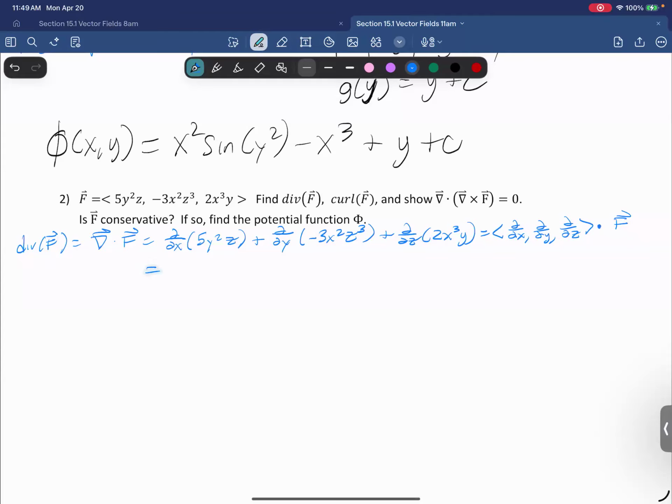ddx of 5y squared z is 0. ddy of negative 3x squared z cubed is 0. And ddz of 2x cubed y is 0. The divergence of f equals 0. This gives us a fun time to talk about what divergence means. Let's talk about a physical representation of divergence.